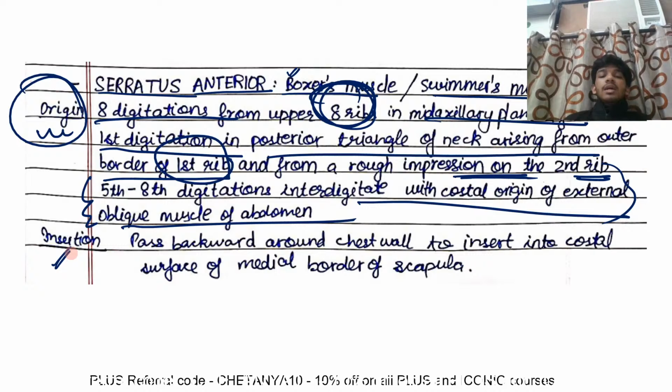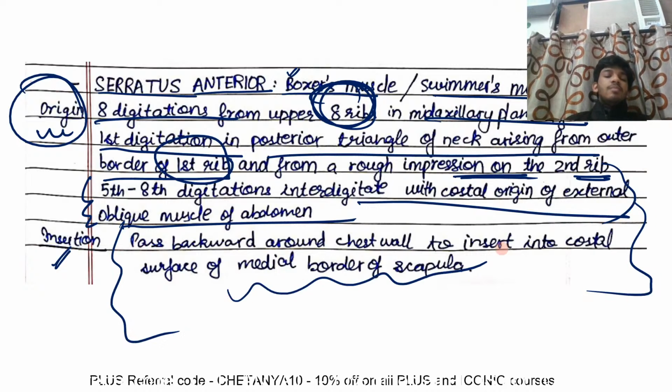Now, what about the insertion? It passes backward around the chest wall to insert into the costal surface of the medial border of the scapula, right? It inserts onto the costal surface of the scapula. That's very important to remember.